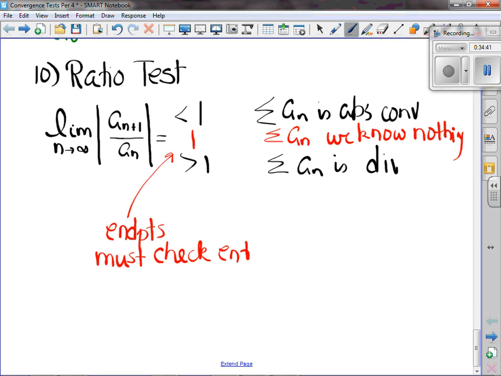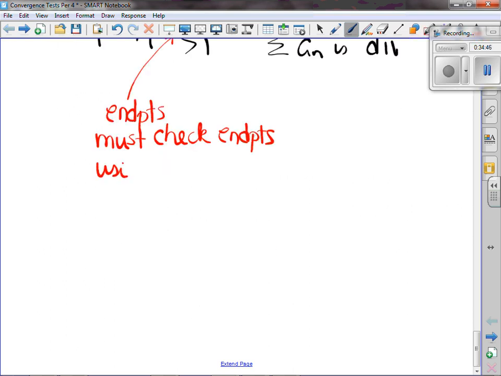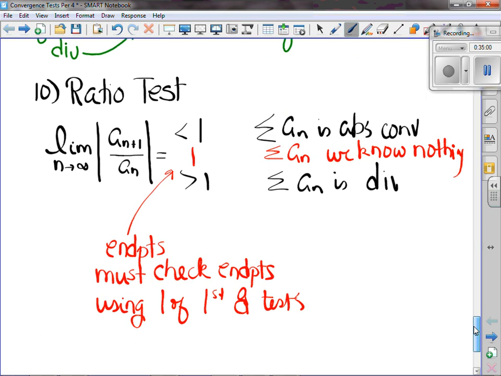Endpoints, you will use one of the first 9 tests. Actually, not even 9, I should say 8, because it's not absolutely convergent. So you substitute the endpoint in. This is when you have a variable in your series. And then you evaluate it, simplify it, and you'll end up getting one of these tests, usually a p-series or alternating series.